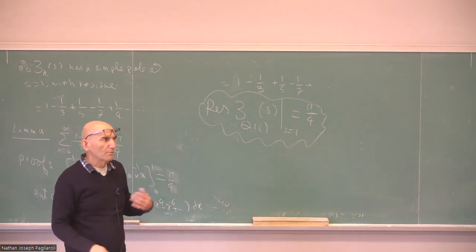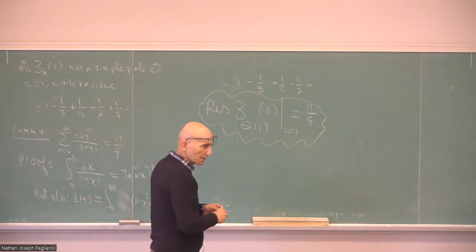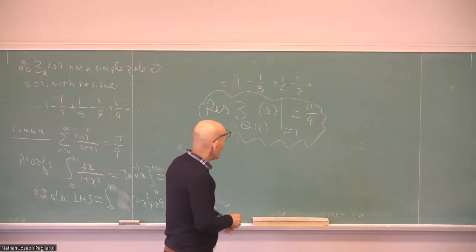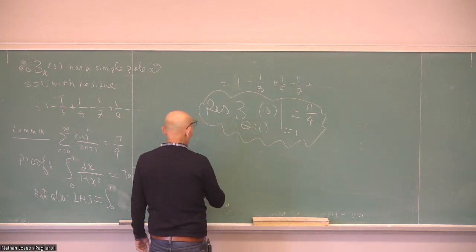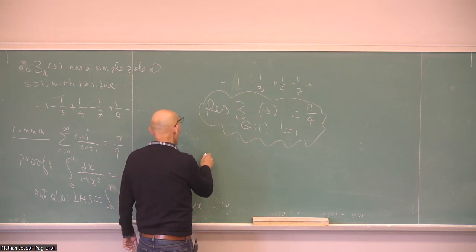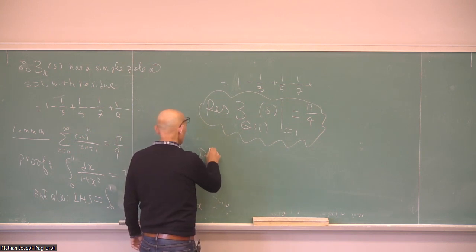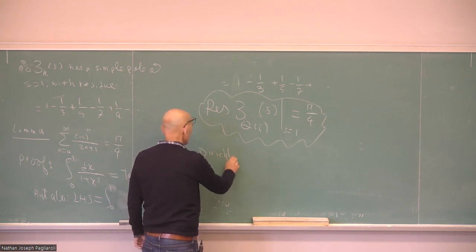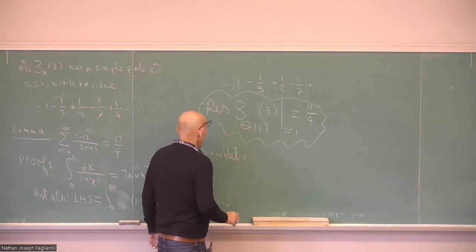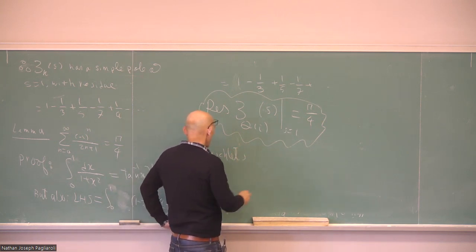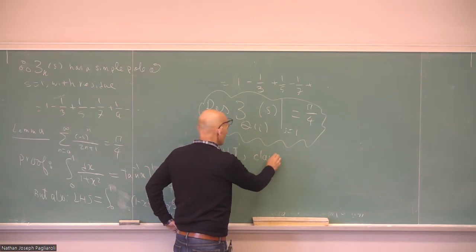So now what we want to do, which I will do next lecture, is the following. There is a magnificent formula. It's called Dirichlet's class number formula.